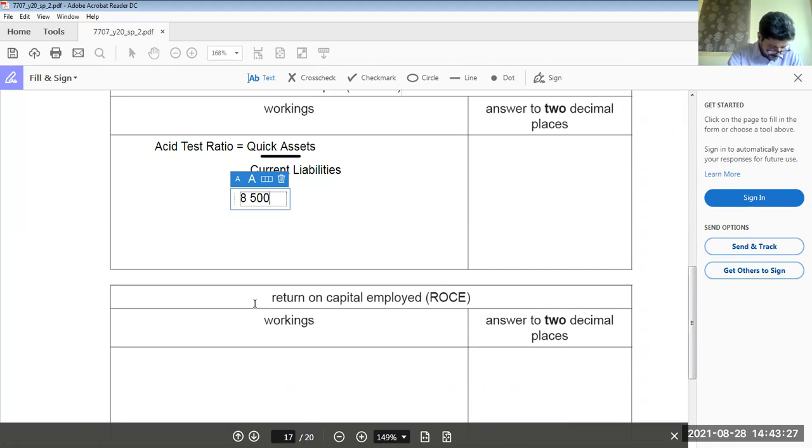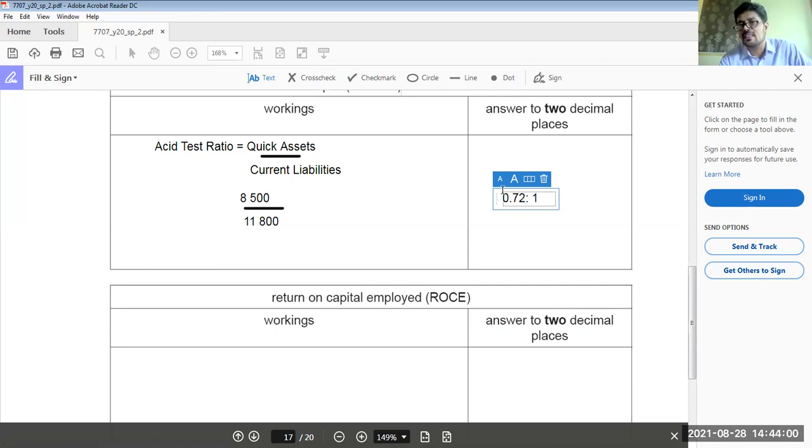And current liabilities, obviously, we have the same 11,800. So the ratio would be 8,500 divided by 11,800. Answer is 0.72. Ratio 1. Answer is 0.72 ratio 1. This is the problem.